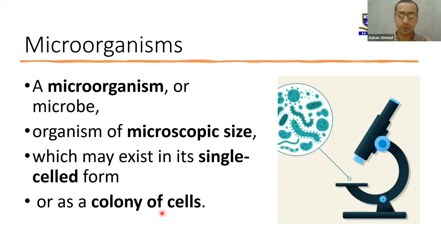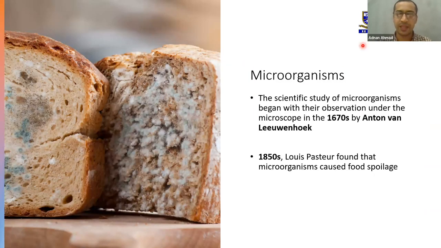Okay, so we have another slide here. The observation of microorganisms started from the invention of the microscope. When the microscope was discovered, eventually microorganisms were also discovered with it. In the 1670s, a scientist, Leeuwenhoek, was the first to observe these tiny living organisms in water.